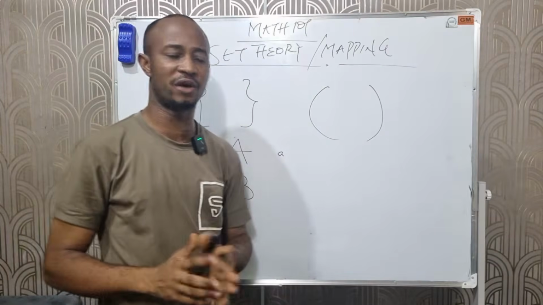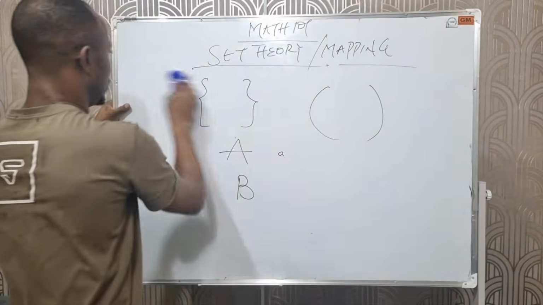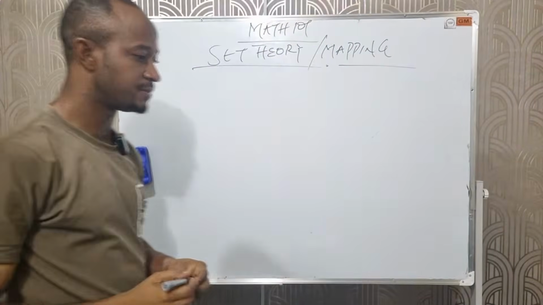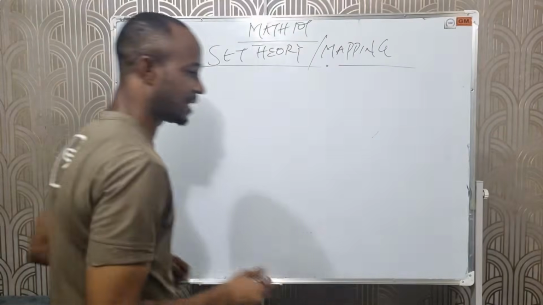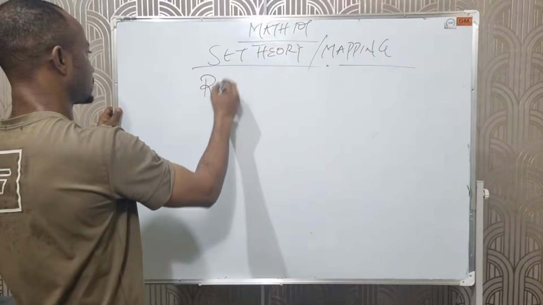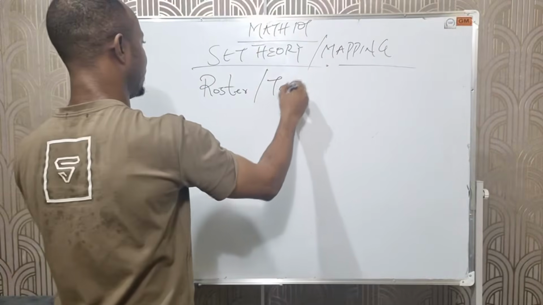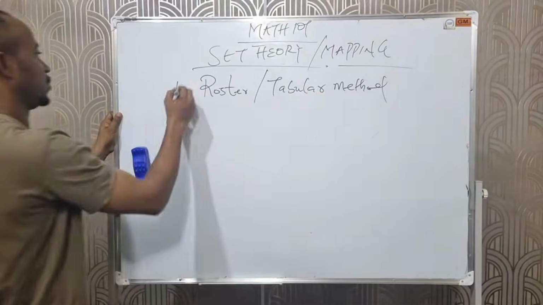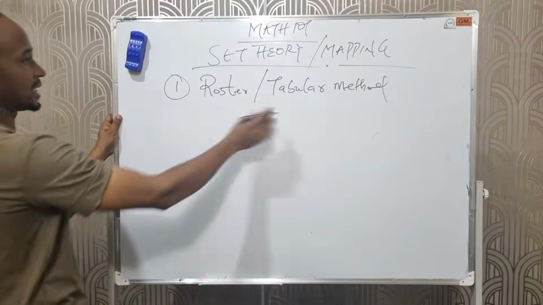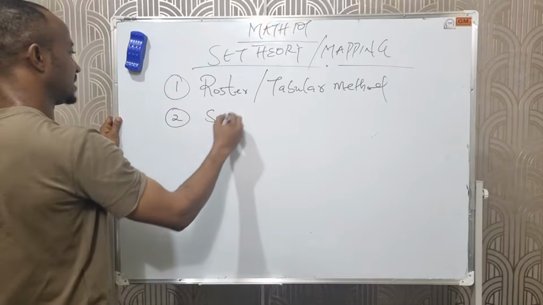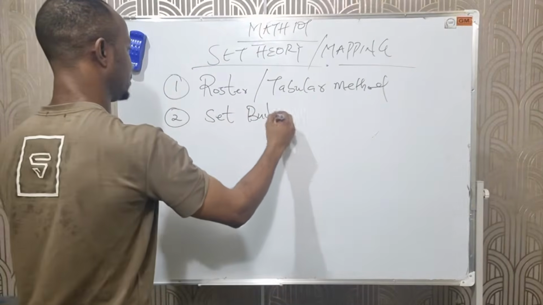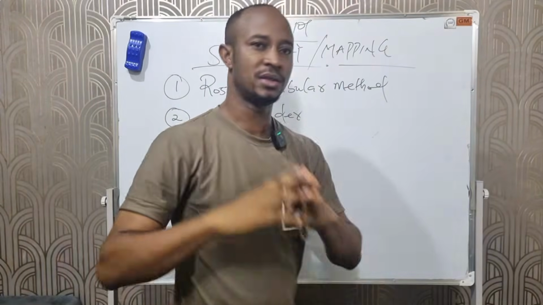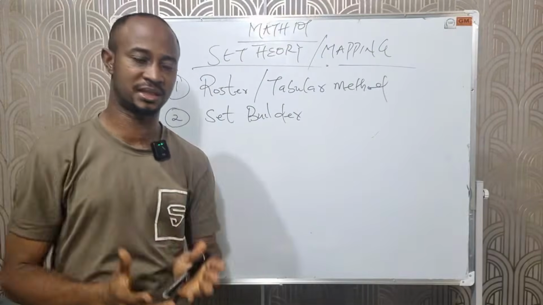Now, there are two ways of representing a set. The first way is what we call the roster method, also called the tabular method. Number two is using the set builder, or set notation. We call it set builder or set notation.